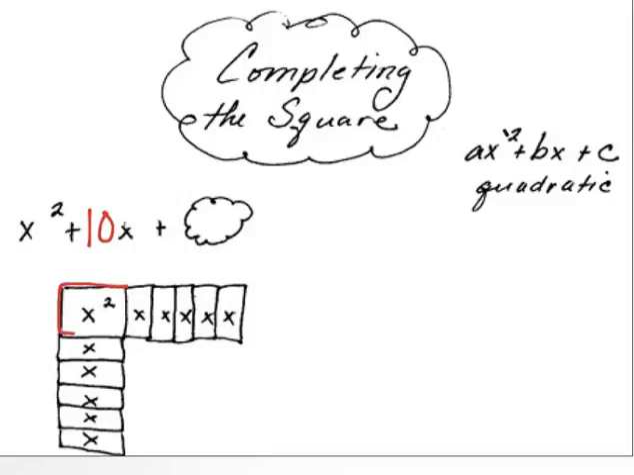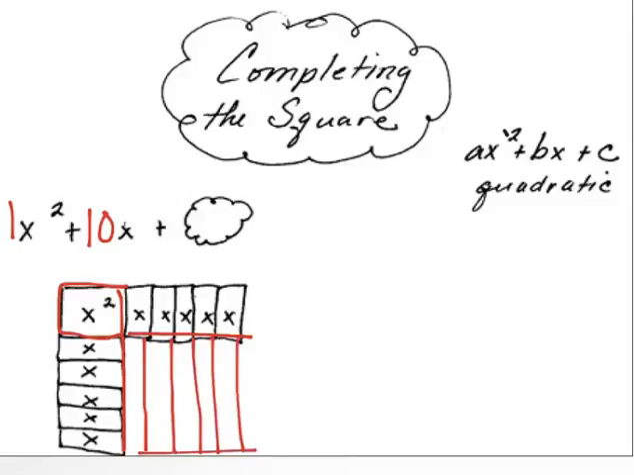So we have 1x squared, and then we have 10 x's. Well, I'm going to put 5 of them over here and 5 of them over here. And then I'm going to complete the square by putting little ones all in here. Okay. And if I do that and I complete the square, that's a 5 by 5 square. Well, 5 times 5 is 25.